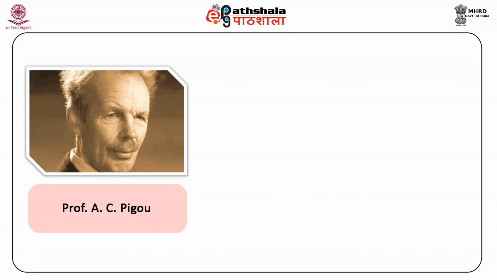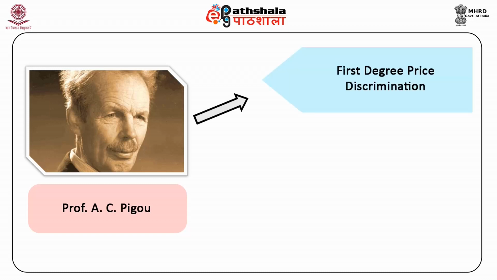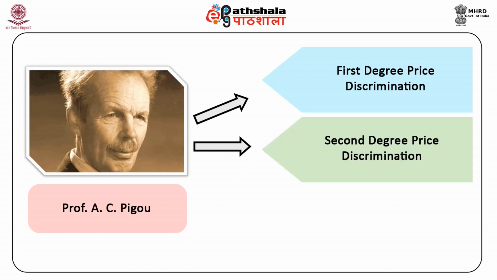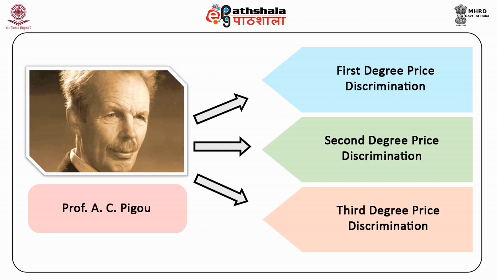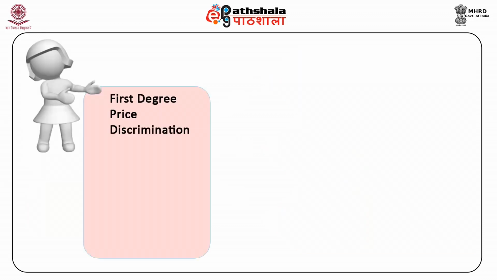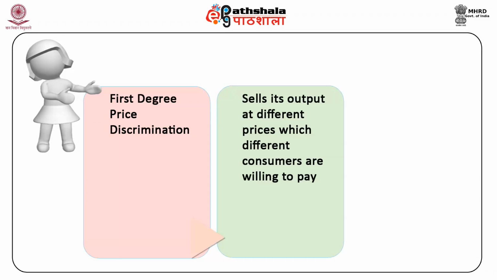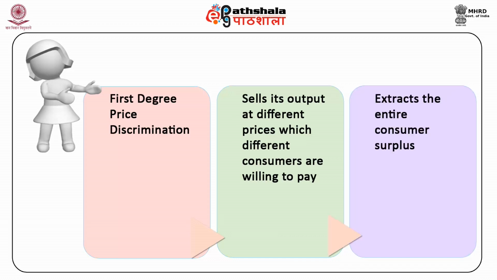Professor A.C. Pigou has distinguished between the following three types of price discrimination: first degree, second degree, and third degree price discrimination. First degree price discrimination: when the monopolist sells its output at different prices which different consumers are willing to pay, this kind of price discrimination is known as first degree price discrimination. In this type, the monopolist extracts the entire consumer surplus.